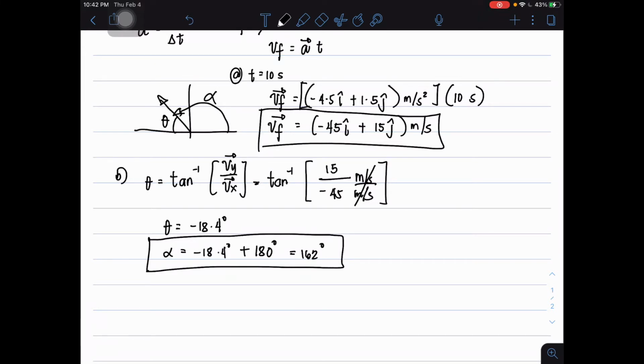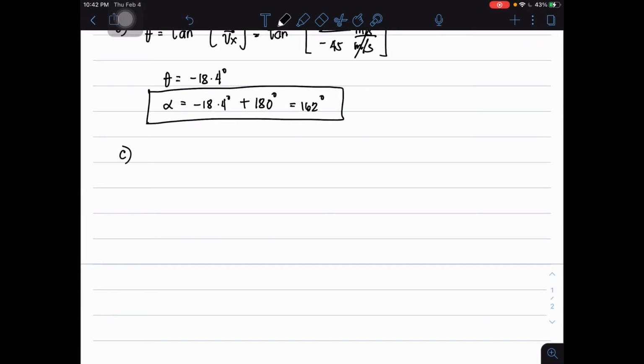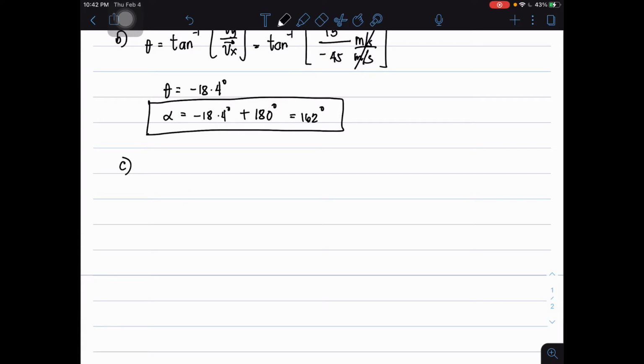Next, for the displacement, we're going to be using delta r, for my displacement in two dimensions. It's equivalent to Vi t plus 1/2 a t squared, but this is a two-dimensional vector, so therefore we have two solutions.